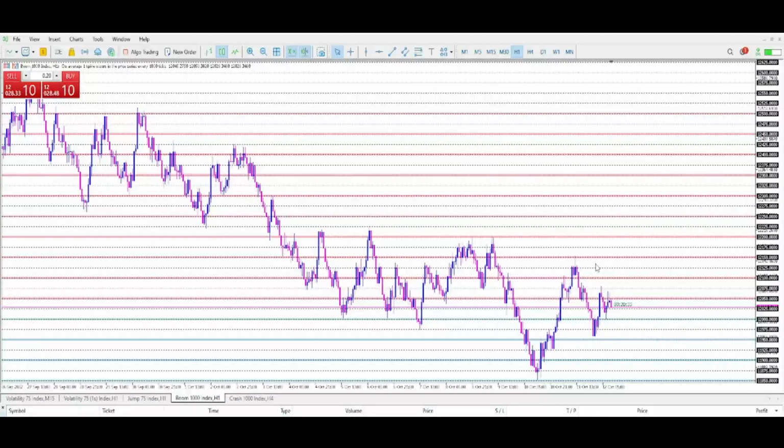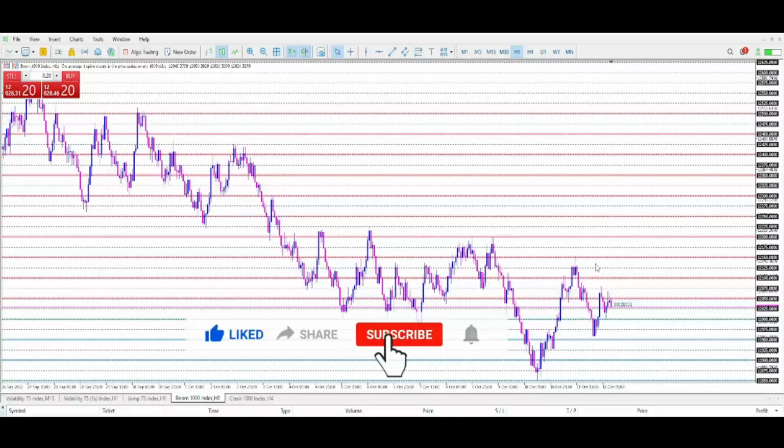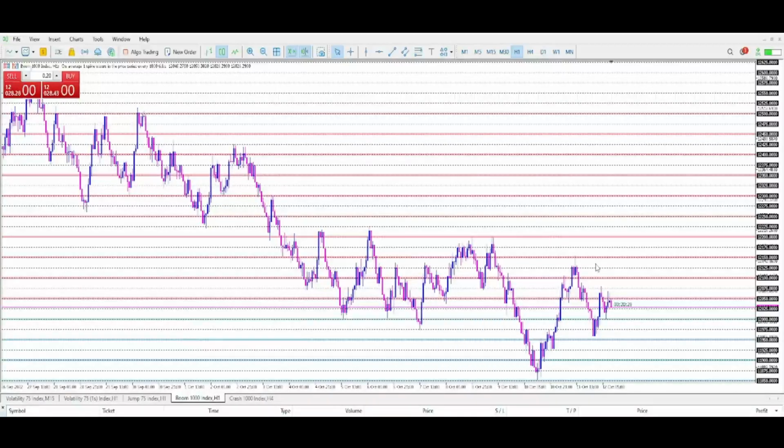calculates the pips and pip values between volatility 75 and Boom 1000 and Crash 1000. You notice that they are calculated differently. So the same system that you have on volatility 75 is not going to just automatically work on Boom 1000.